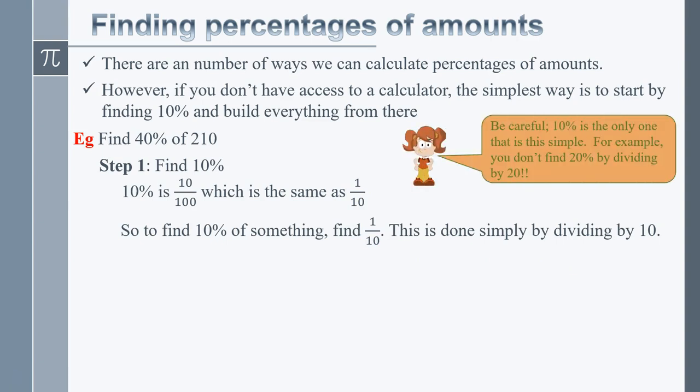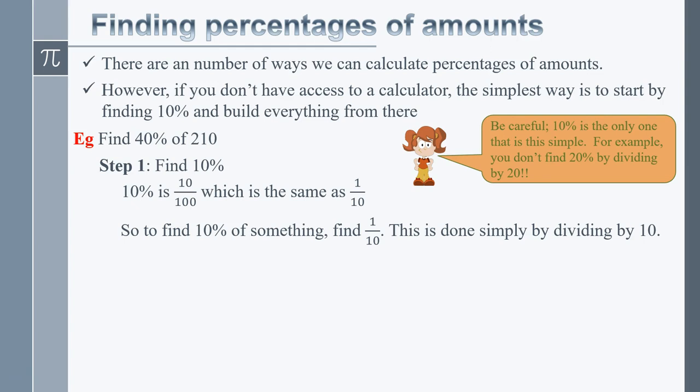Now, just be aware, 10% works ever so nicely like that, but it's the only one that works that way. For example, you're not going to find 20% by doing a divide by 20, or you're not going to find 30% by dividing by 30, or so on. It's just 10% that works with this particular method. So to find 10%, do a divide by 10, and away we go.